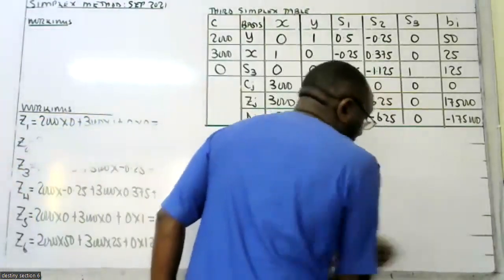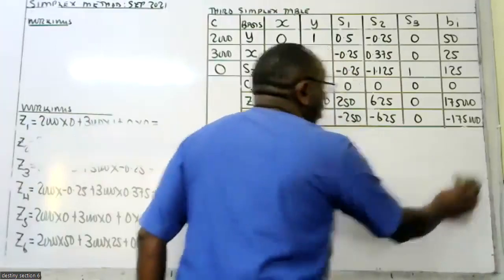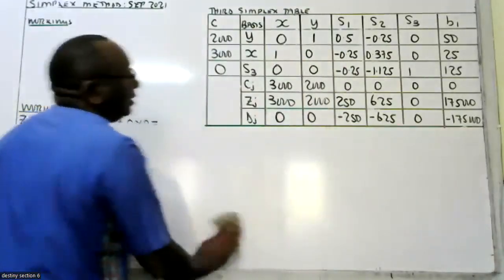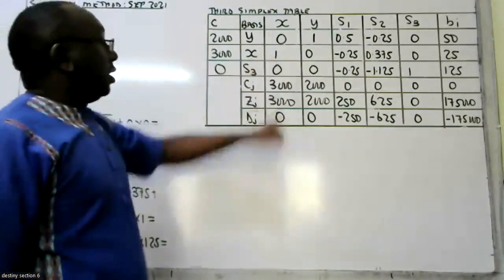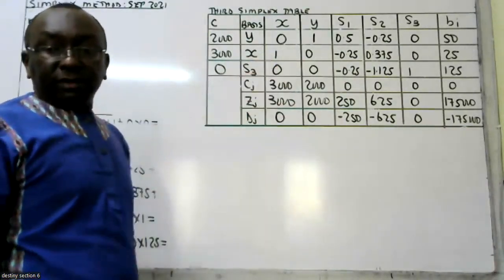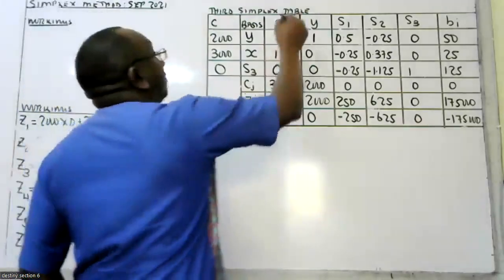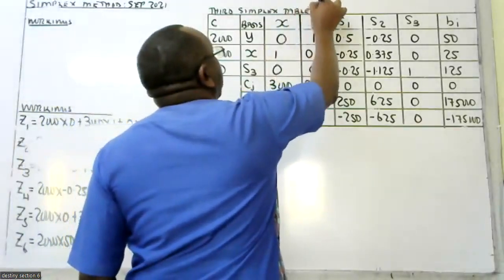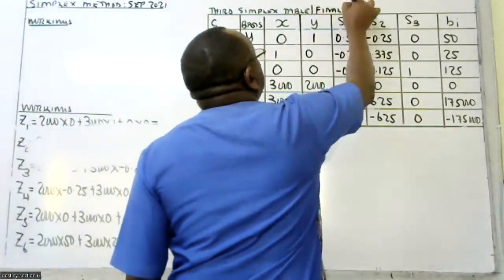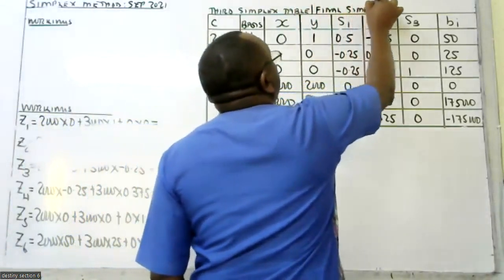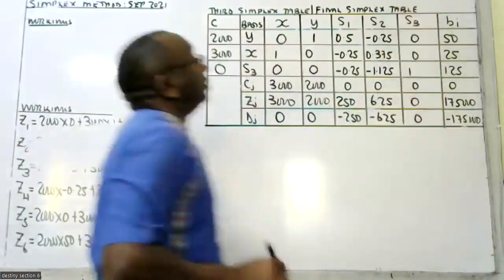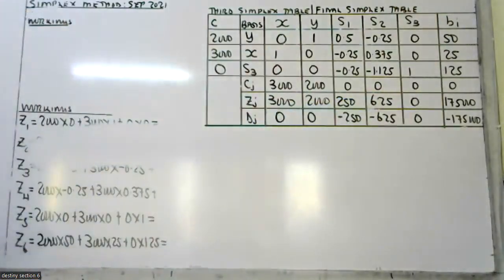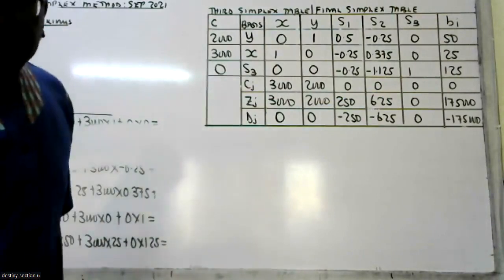Now you can see that we do not have any value that is positive here. If we do not have, then this one now becomes our final simplex table. Final simplex table. So you now give the optimal results.